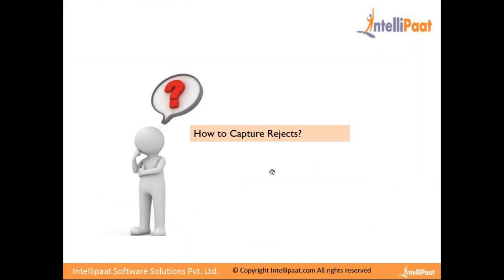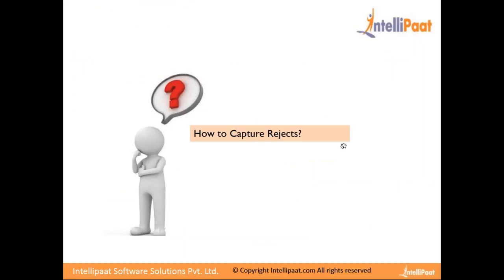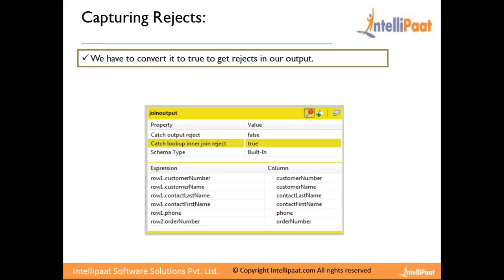Okay, so next you see how to capture rejects, because rejection is more important than getting a success rate. Usually in our TMAP we have an option wherein we can select the reject. Here you see the TMAP settings. We have 3 values: catch output reject, catch lookup inner join reject. Based on these two, we select. Usually when we have provided the inner join, we give a value for this inner join reject, which helps us to capture the rejects for the joins.